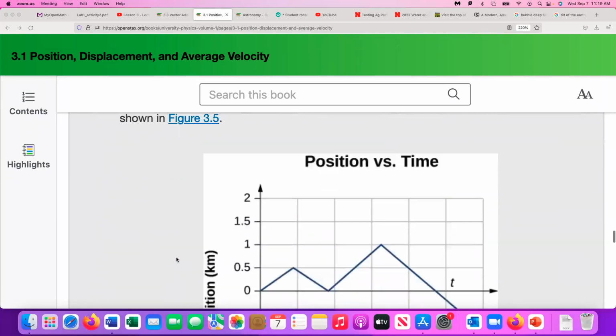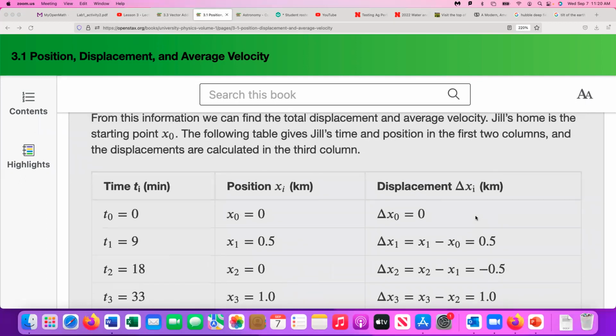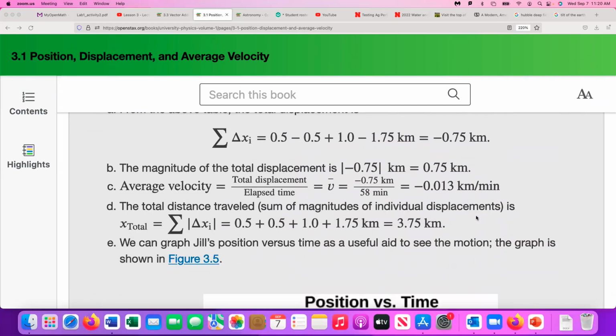Now, how do we want to calculate it in this problem? Here they go ahead and calculate kilometers per minute, I guess. And that's fine, I suppose. Turns out to be negative 0.013 kilometers per minute. You may want to convert that into meters per second, which means you'd have to use the kilometers to meters conversion and then the minutes to seconds conversion. Make sure you do that right.